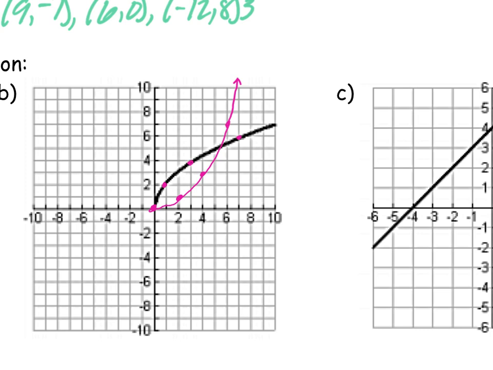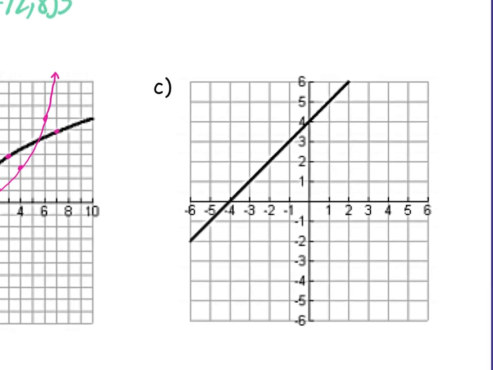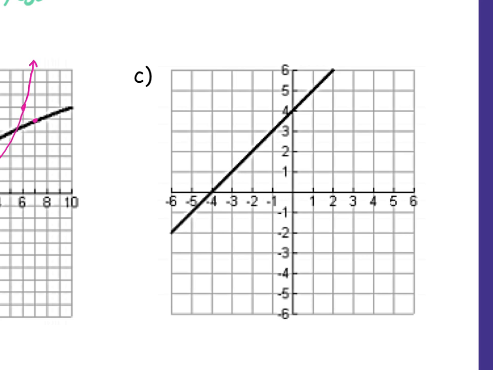And then the last one, I think it's the easiest one, because I've got a point here, and I've got a point here. And every point in between. So this point is negative 4, 0, so I'm going to go to 0, negative 4. And this point is 0, 4, so we're going to go to 4, 0. And then, of course, it's every point in between. So my graph looks like this.